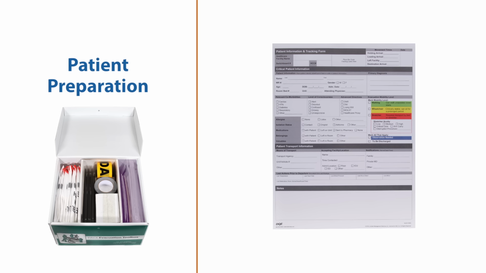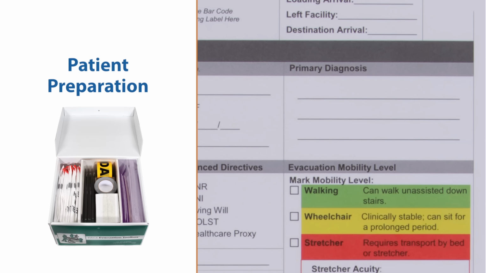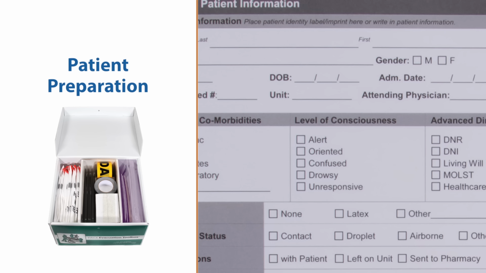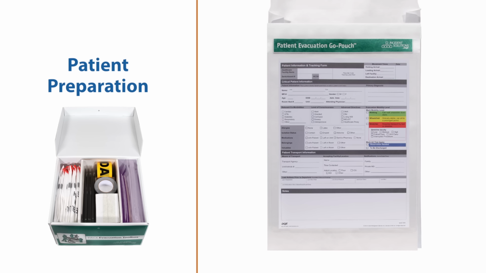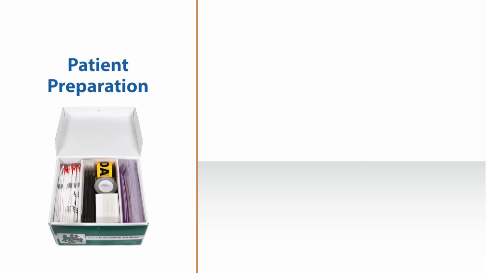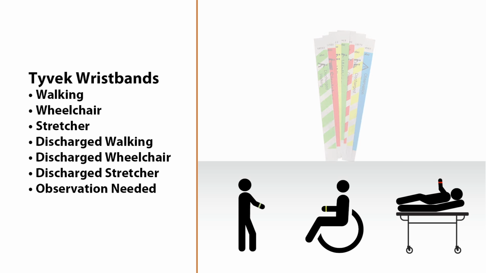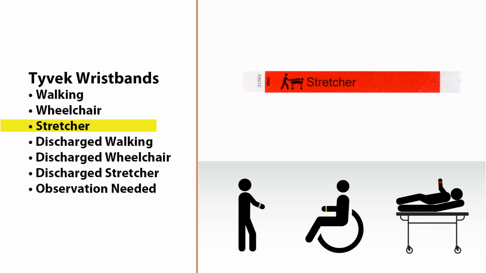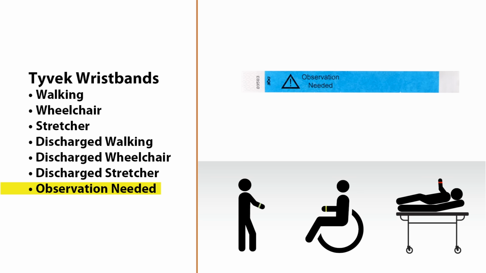Use the duplicate Patient Information and Tracking Form to record vital patient information, such as allergies, primary diagnosis, and level of consciousness, as well as patient transportation information. Place the completed form in the clear front window of the Patient Evacuation Go Pouch. Use the Medication Transfer Bag to transport medications in the Go Pouch. Identify a patient's mobility level for movement with the color-coded mobility level wristbands. Tyvek wristbands include the following mobility levels: walking, wheelchair, stretcher, discharged walking, discharged wheelchair, discharged stretcher, and observation needed.